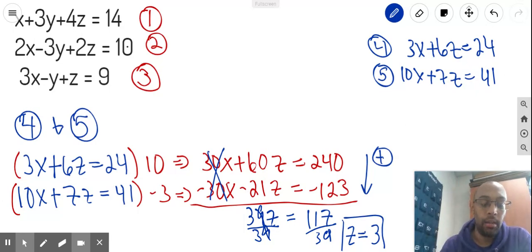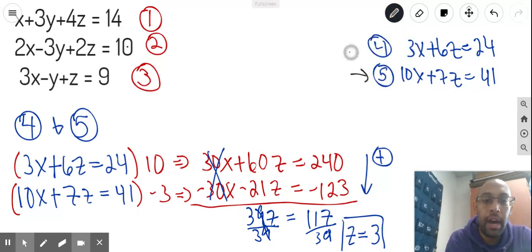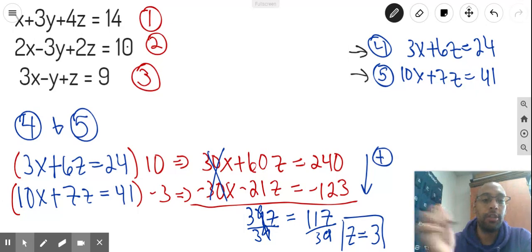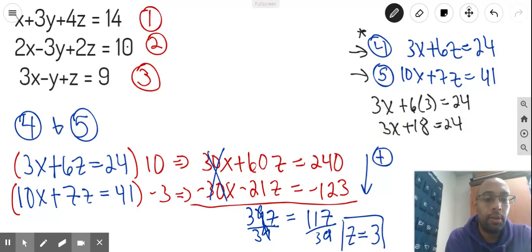So we have z. So now we're going to go back to our equations here. So either equation 4 or equation 5. Now we need to figure out what x is. Because we found z, let's find x. Easiest equation to plug into, I'm going to choose equation 4. So 3x plus 6 times 3 equals 24. 6 times 3 is 18. So you have 3x plus 18 equals 24. Subtracting 18 from both sides gives us 3x equals 6. And that tells us that x is equal to 2.